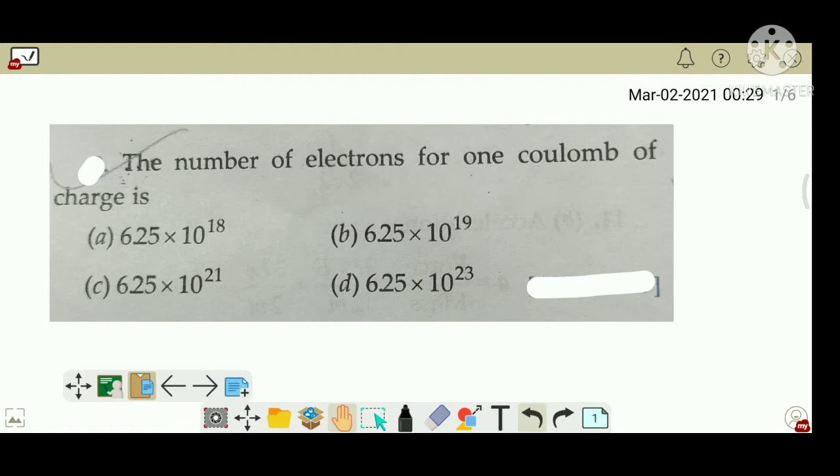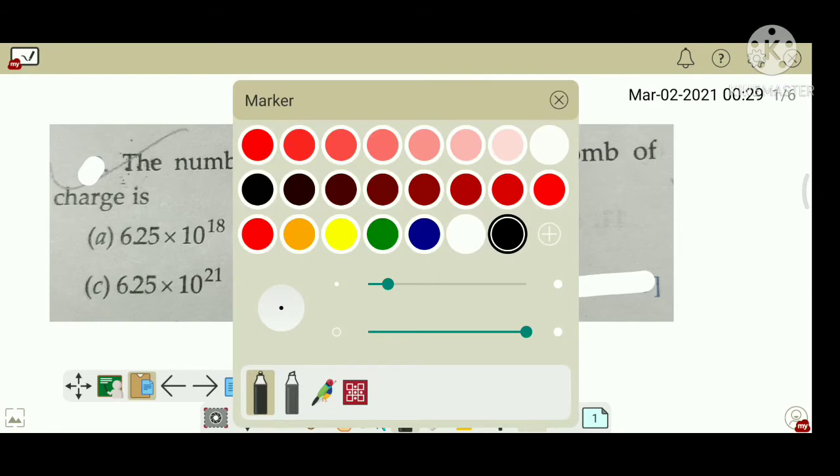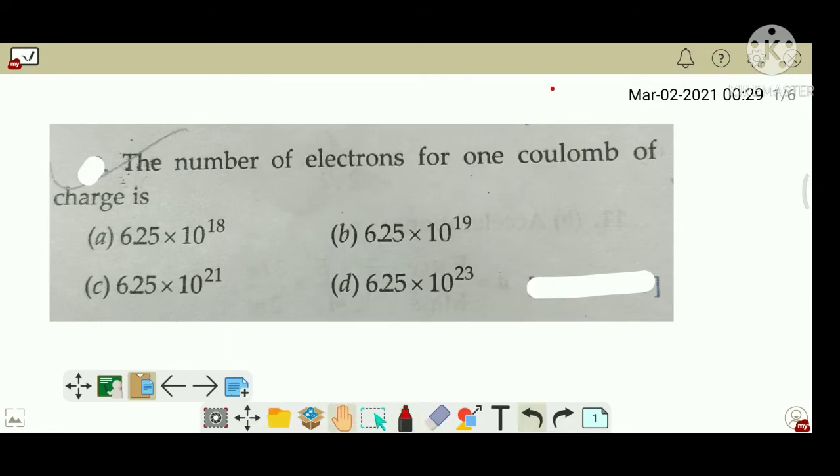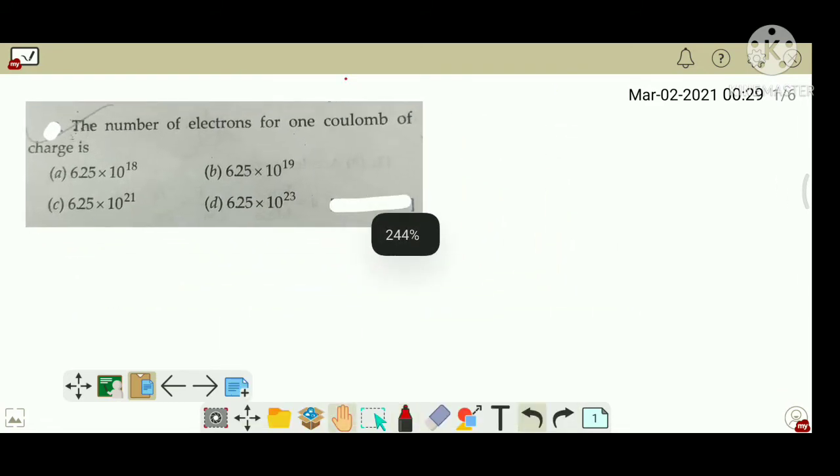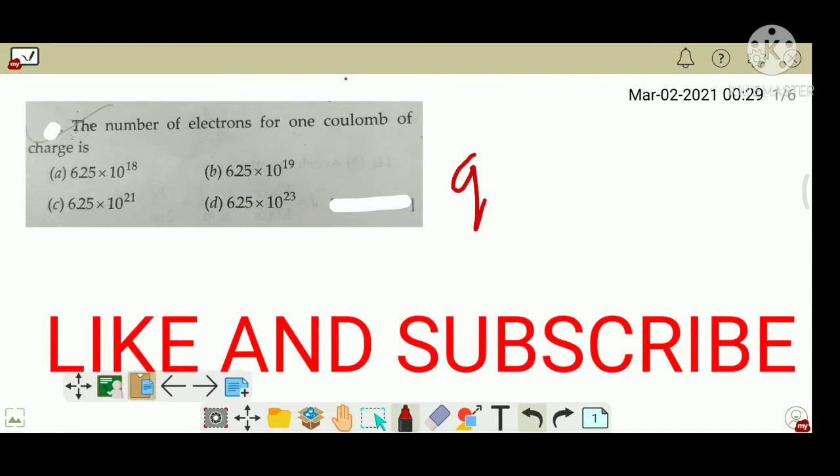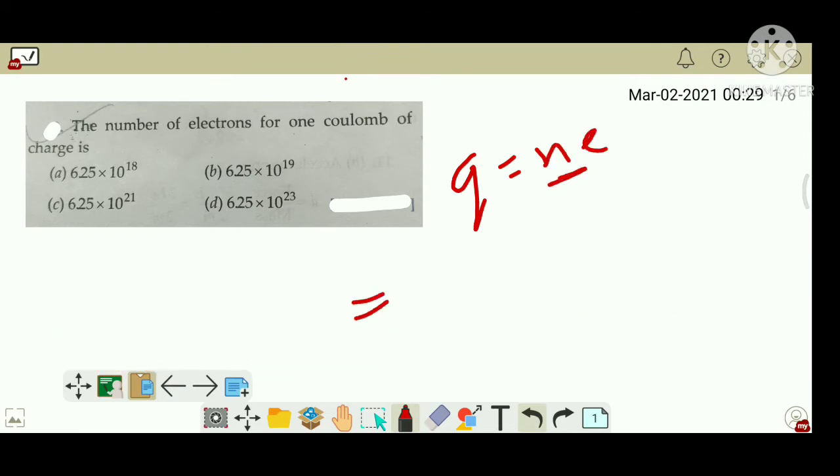So the first question we have: the number of electrons for 1 coulomb of charge. Basically we have to find the number of electrons in 1 coulomb charge. It's a very basic and easy question. We know that charge is quantized, and we write it as Q is equal to Ne. We have to find N, the number of electrons. So N will be equal to Q divided by e.